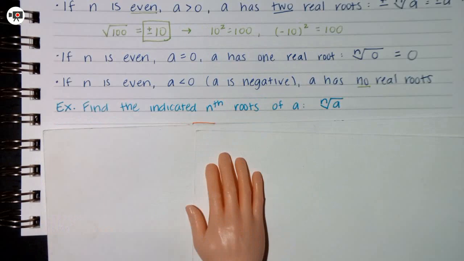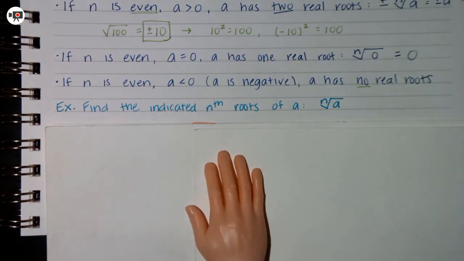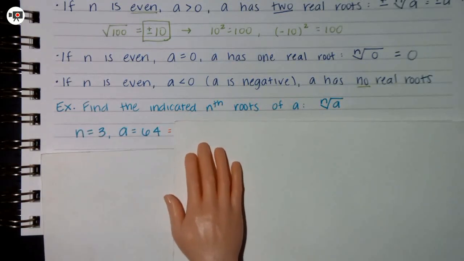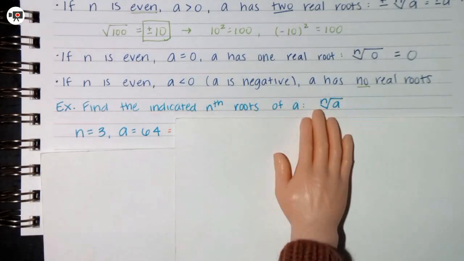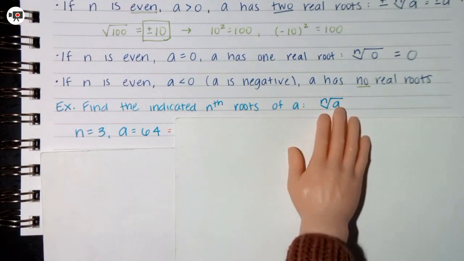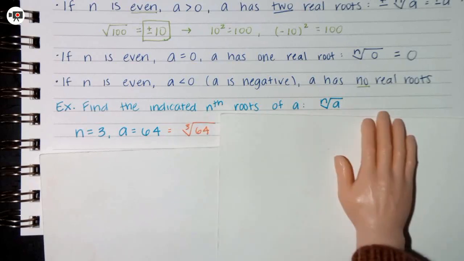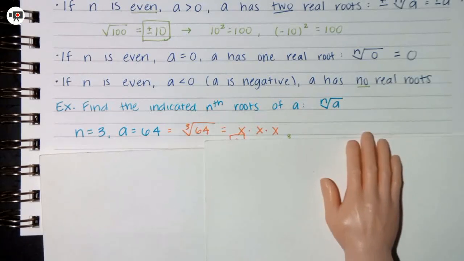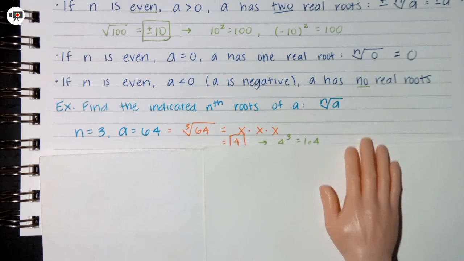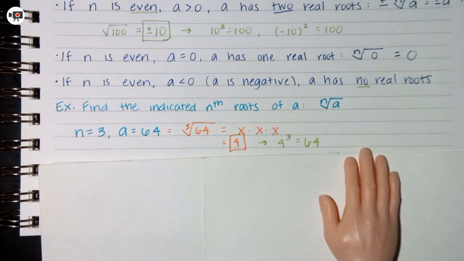So let's find the indicated nth root of a. Given when n is 3 and a is 64, we're going to rewrite in radical form the cube root of 64. So I'm looking for a number times itself 3 times to be 64. If I try 2, 2 times 2 is 4, times 2 is 8. That doesn't work. So if you keep going and you try it, you'll get 4. 4 to the 3rd power is 64.